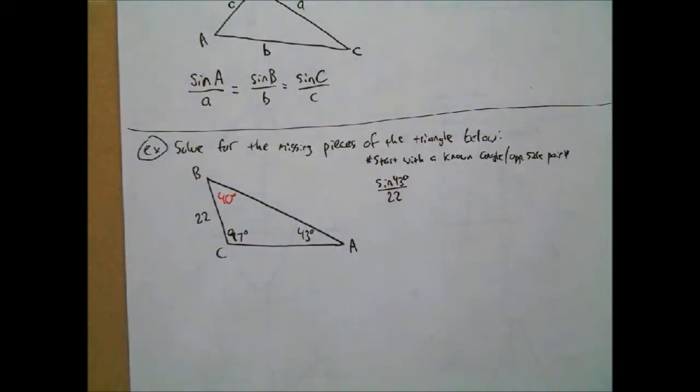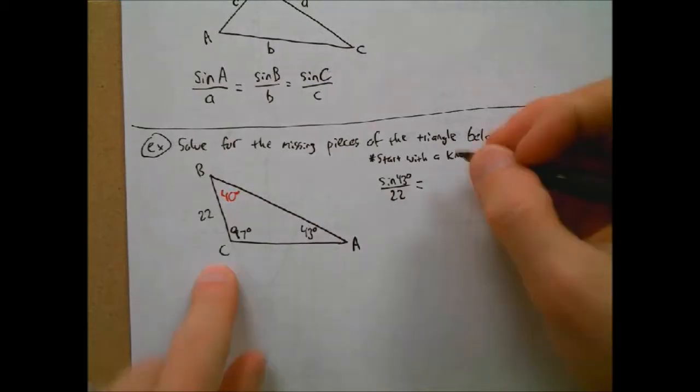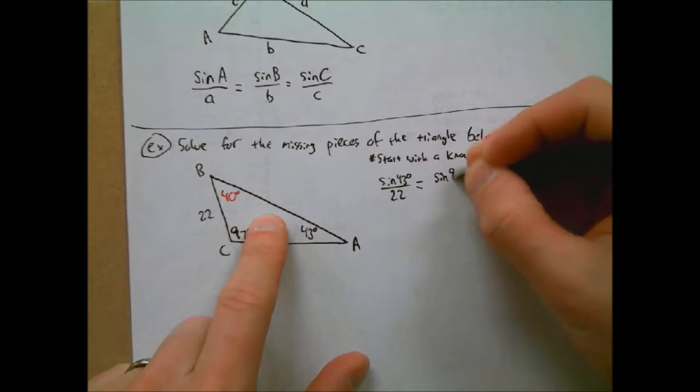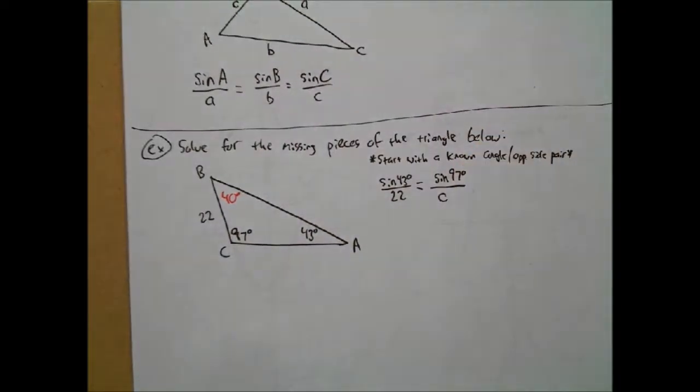Now, at this point, we need to solve for another side. It doesn't really matter which one you pick. Let's solve for side C here. So we'll say sine of 97 degrees for angle C over, and we'll put a little c there to represent the length of side C. Wouldn't you just cross multiply? Exactly right.